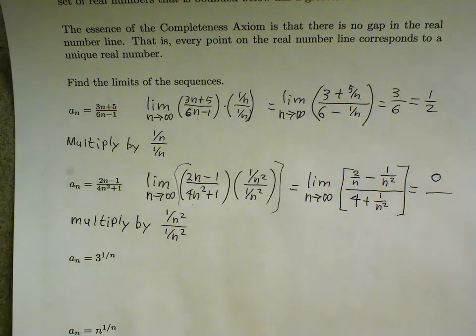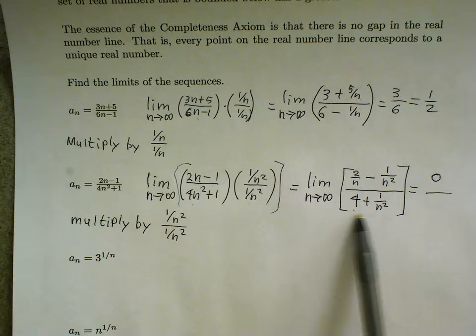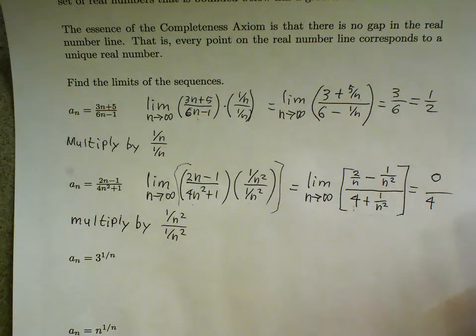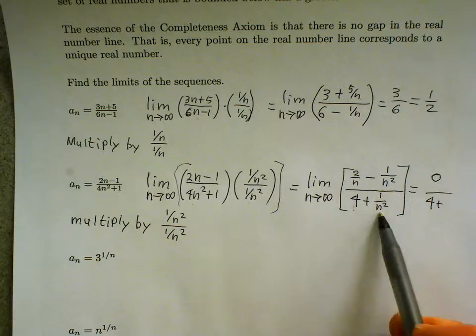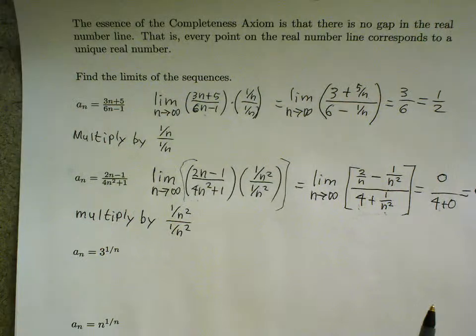And what's the limit of the denominator as n goes to infinity? Well, the number 4 is unaffected by n. So we know that we have 4. And 1 over n squared goes to 0. 0 divided by 4 is just 0. So the limit of that is 0.